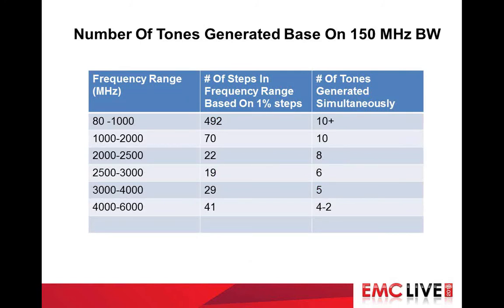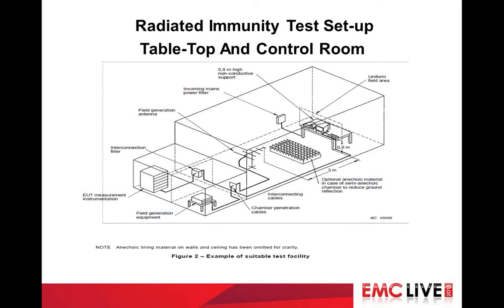This table shows the number of tones that can be generated simultaneously in a given frequency range. This is based on the vector signal generator's capability to generate tones in 150 megahertz bandwidth. The number of steps in the listed frequency range is based on 1% steps. As you can see, at the lower frequency range, more tones can be generated. The multi-tone setup is the same as the traditional setup.